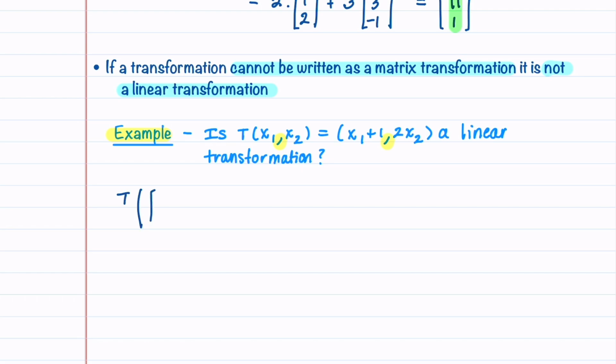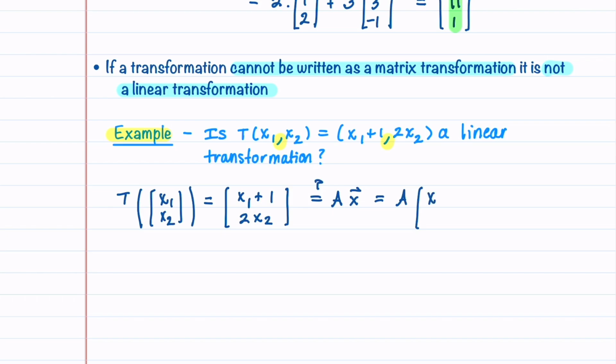We have T of x1, x2 is equal to x1 plus 1, that's the first component, and then the second component is 2x2. We want to see if we can write this as a matrix A times our vector x, which would be a matrix A times x1, x2. Let's focus on this term right there. Because of that term, we're not going to be able to write it as A times x1, x2.